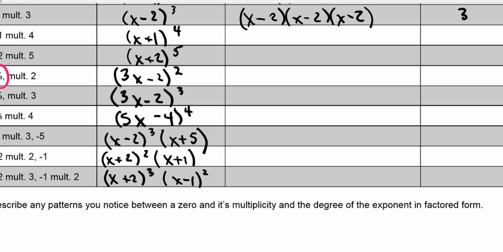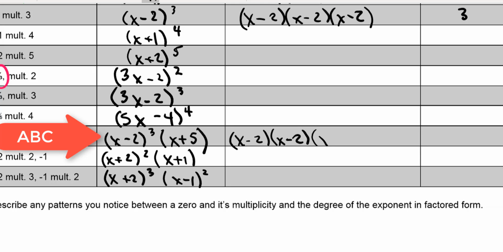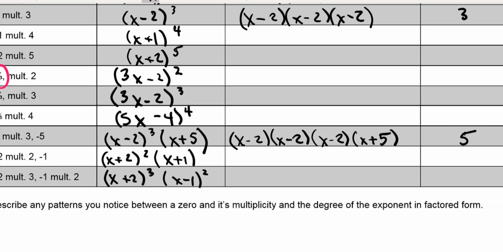All right, so on the one here towards the bottom where you have x minus 2 cubed and x plus 5, you'd write x minus 2, right? You'd write that 3 times, x minus 2, x minus 2, x minus 2. And then we've got that x plus 5. So don't forget, we've got to write the x plus 5 factor. Now, if I count the number of factors, right, I've got 1, 2, 3, 4, 5. I've got 5 factors. So the degree of that polynomial would be to the 5th power.